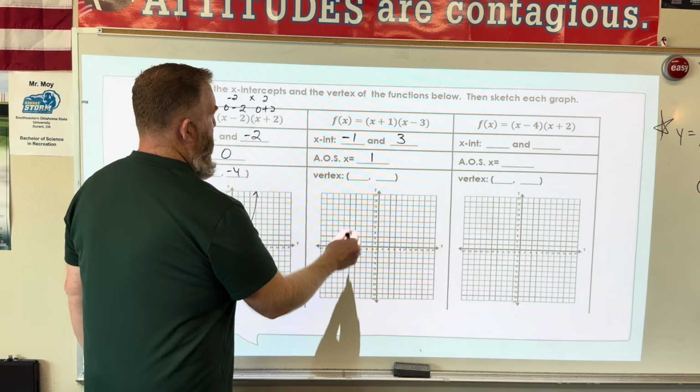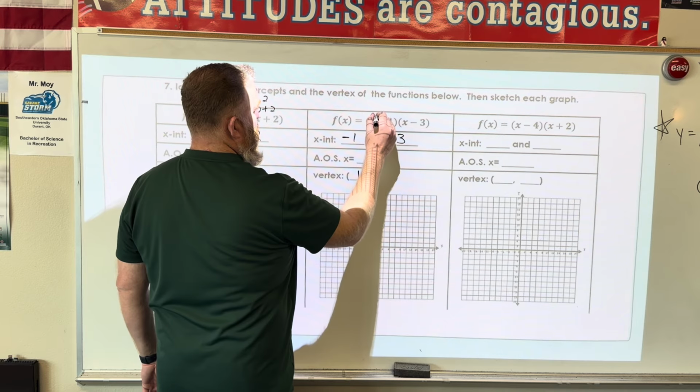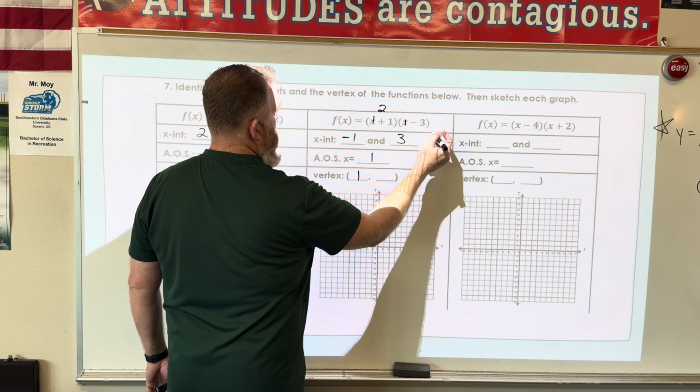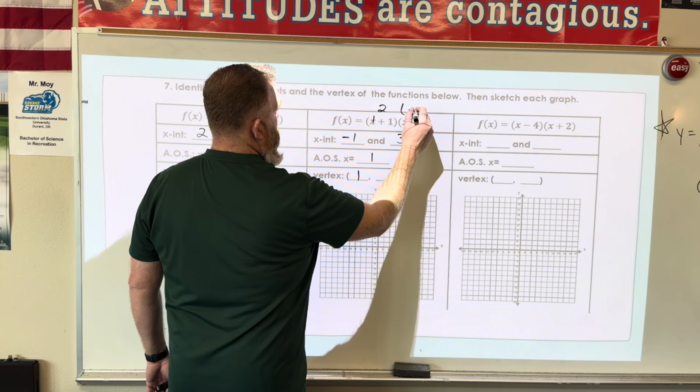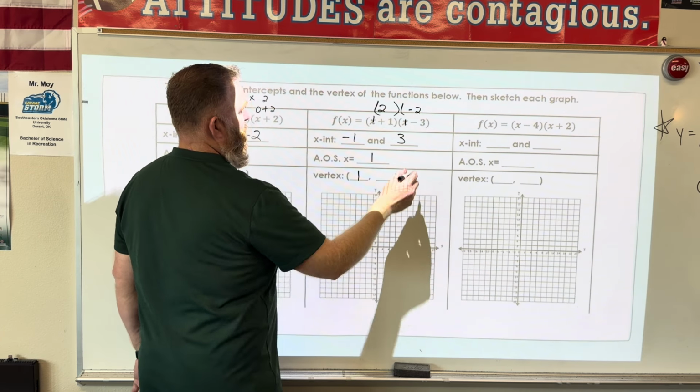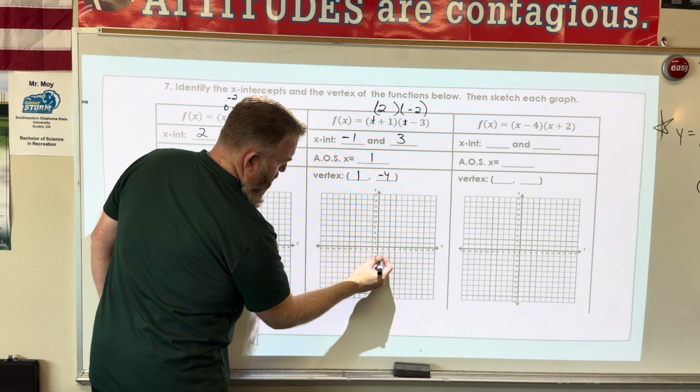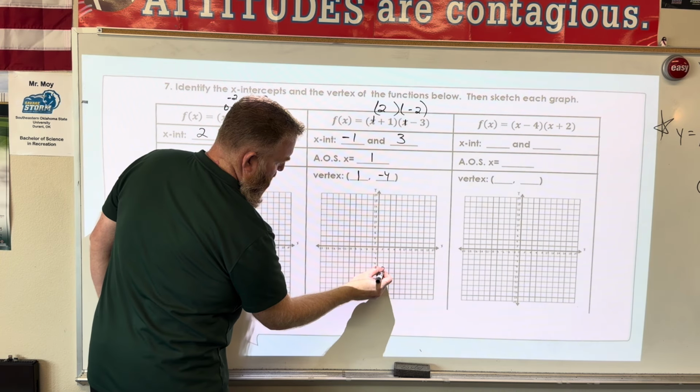All right, so here we go. So if x is 1, what's y? So what's 1 plus 1? 2. What's 1 minus 3? Negative 2. Okay, so what's 2 times negative 2? Negative 4. So there's my vertex. 1, negative 4. 1, 2, 3, 4.